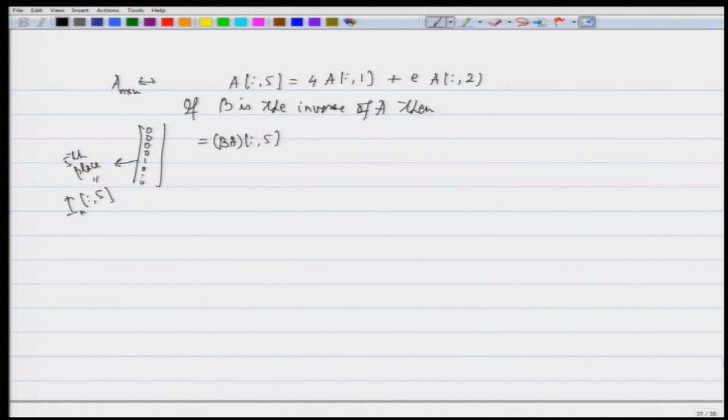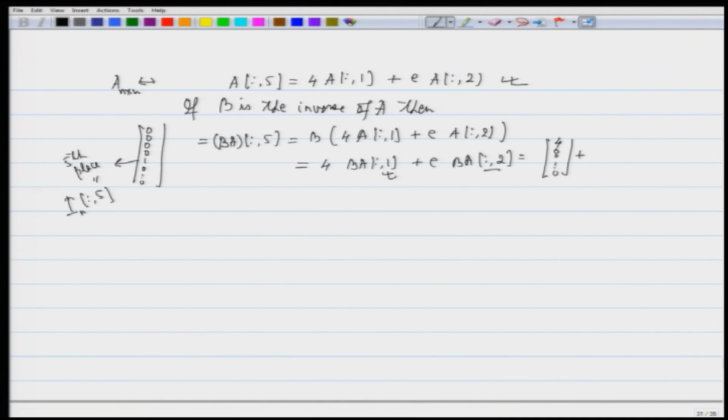But here, if I write in terms of this part, it is nothing but B times 4 of this plus E of this, which will be equal to 4 times BA of this plus E times BA of this. So the first column will be this, and the second column will be 0 E and so on. So this will turn out to be 4E 0 0 0 and so on. So you can see that these two are not equal.